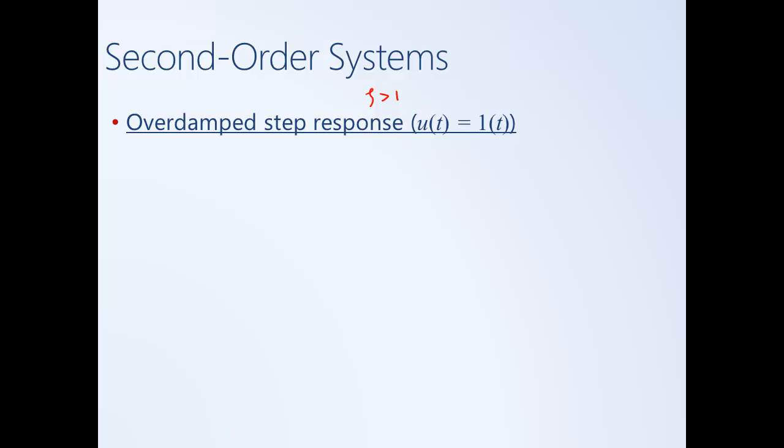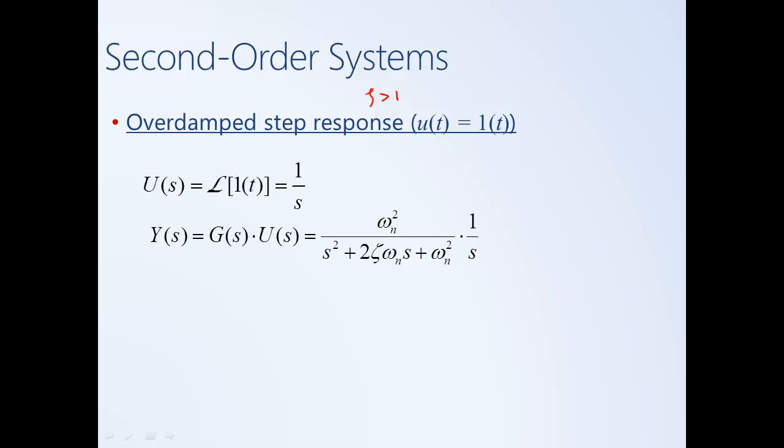So we'll again go ahead and work this out longhand, but this is basically the last time we'll do it. Since our input is a unit step, the Laplace transform of a unit step is 1 over s. That's what U(s) is equal to. We can calculate the output Y(s) as the transfer function times the input, where our transfer function has the form of a canonical second-order system. Our input is the unit step.